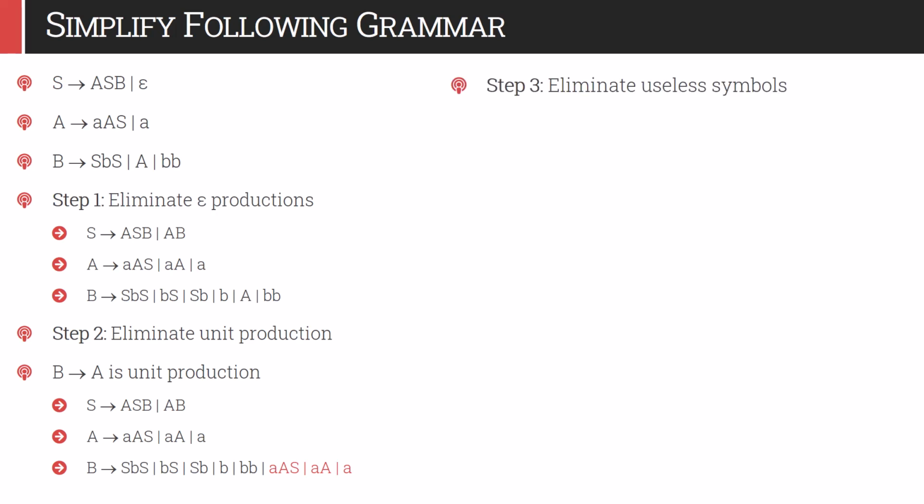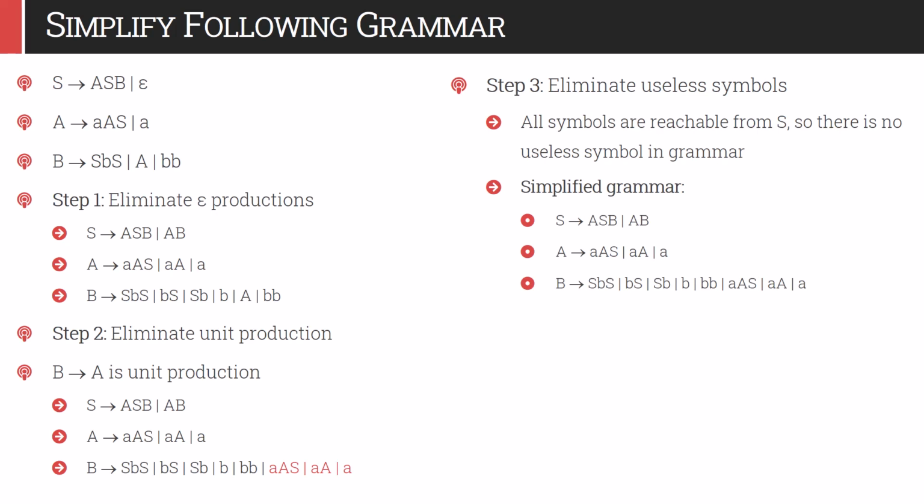And the third step is to eliminate the useless symbols. Let us see, do we have any useless symbol or not? All symbols are reachable from S. We can see that. From S we can go to A, from S we can go to B, and there are only two such variables, A and B. So both are reachable from S. So whatever grammar is shown in step 2 will be the final simplified grammar. This is how we can simplify the grammar by performing 3 steps.